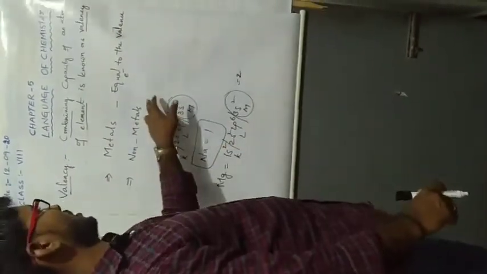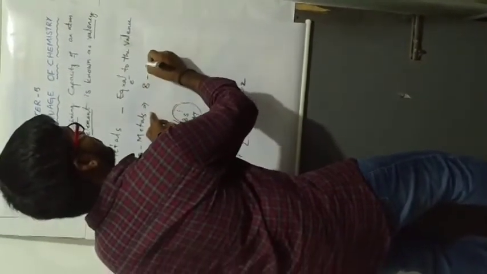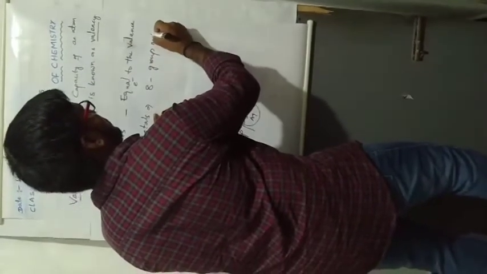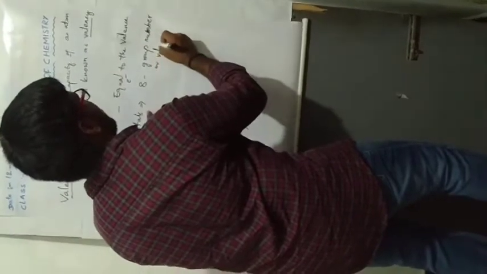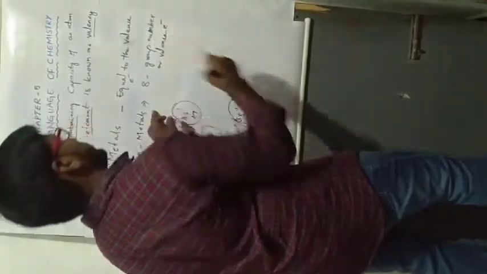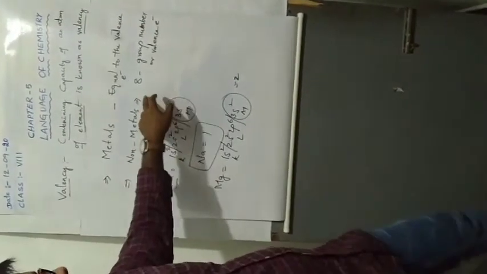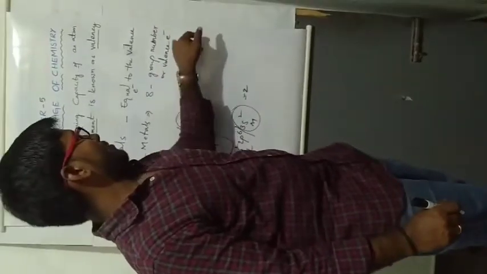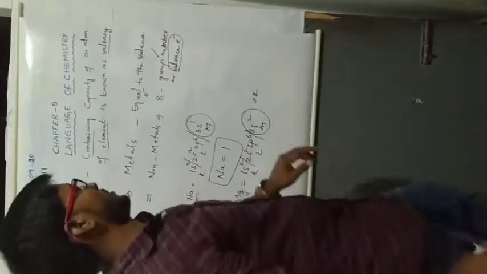Now non-metals: the formula is 8 minus the group number, or the valence electrons. To find the valency of non-metals, the formula is 8 minus the group number, or valence electrons. We already know valence electrons. So what is the group number?